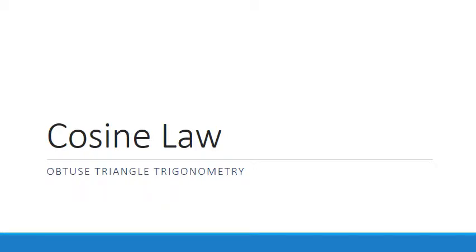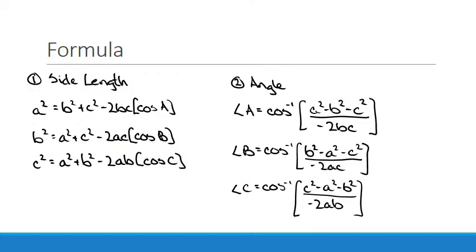Hello everyone. Today's topic is the cosine law for obtuse triangle trigonometry. Really there's nothing new in this lesson, just showing you that the cosine law operates the exact same whether you have an obtuse triangle or an acute triangle. Here's a quick reminder of the formula.